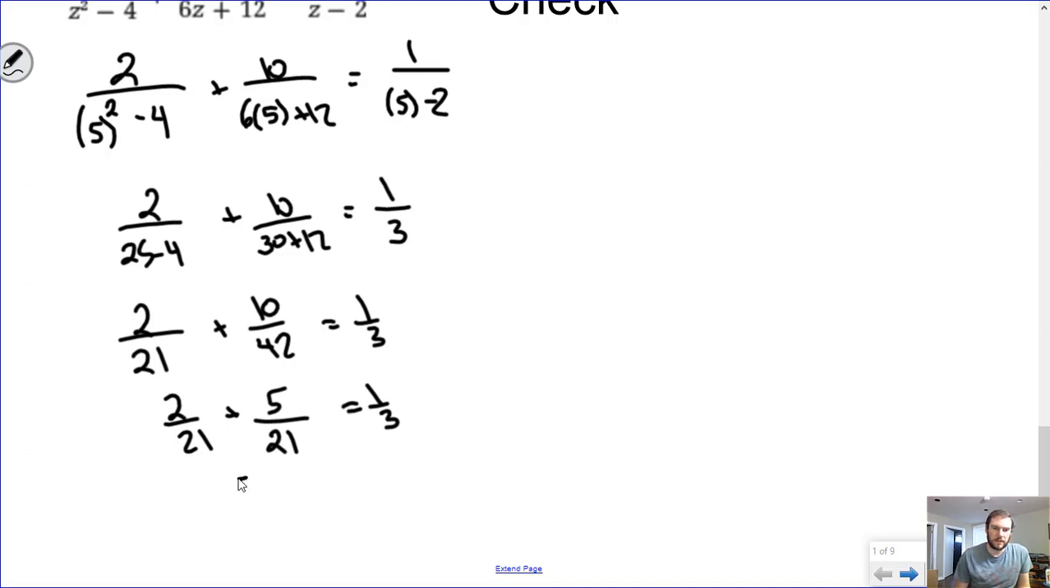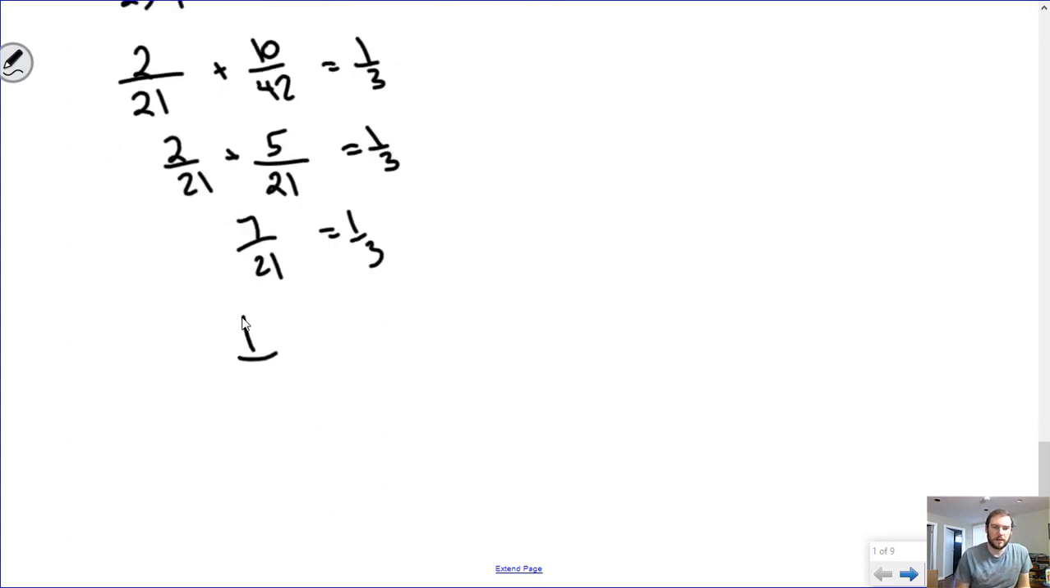Right? 2 plus 5 is 7 over 21. And 7 over 21 is 1/3. So 1/3 is in fact equal to 1/3. So now what we can be certain of is that our z equaling 5 is in fact the answer, because we've checked and it gets us the same number on both sides.